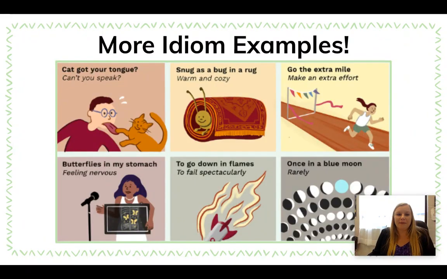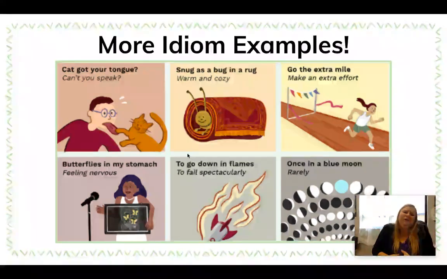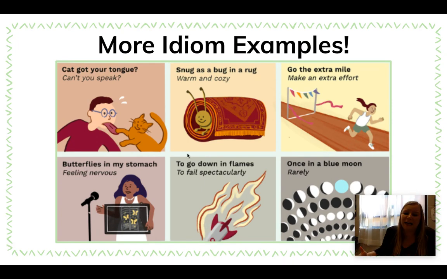Here's some more idiom examples. Cat got your tongue, snug as a bug in a rug, going the extra mile, butterflies in my stomach, to go down in flames, or once in a blue moon. A lot of these sayings you've probably heard before, either from your friends, your parents, or you probably say them yourselves. All right.